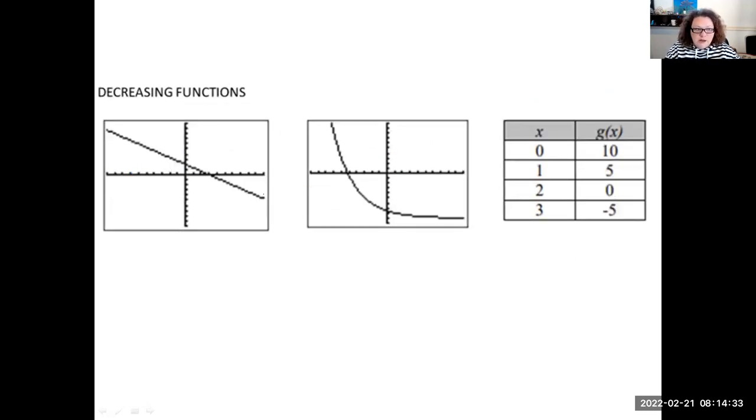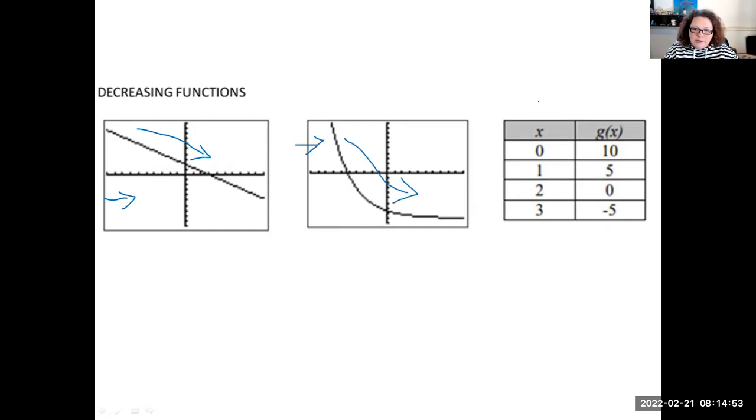Decreasing function, moving left to right. What's happening to this line? Well, it's heading down, it's heading south. So it's a decreasing function. Okay, again, left to right. What's happening with this line? Well, it's heading down. So it's a decreasing function.